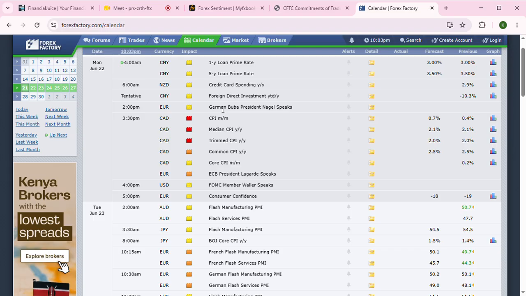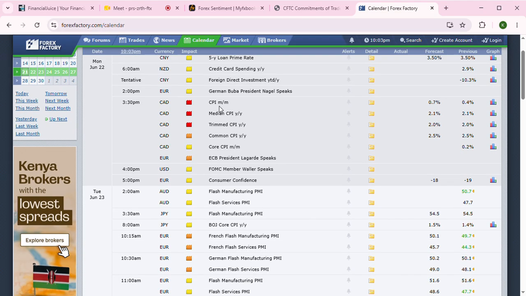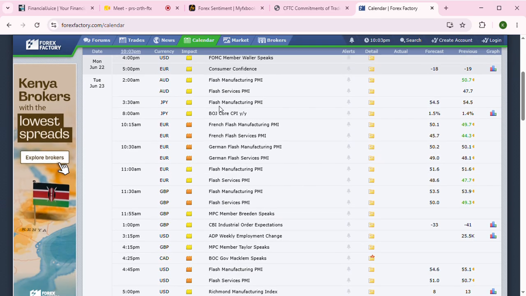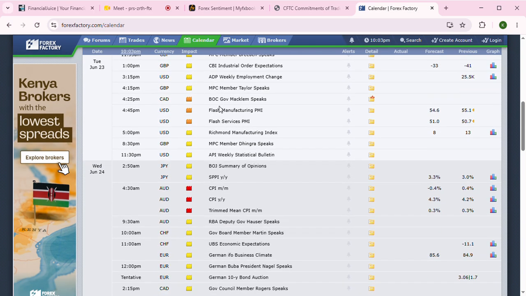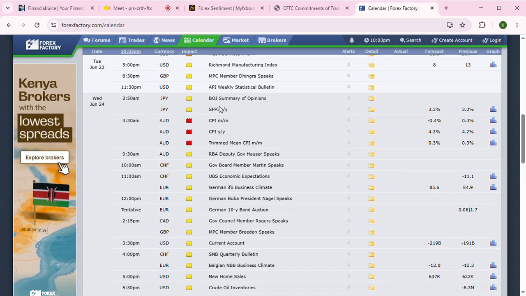In this case, it's Canadian dollar, so you know what to do. Alright, so let's proceed. On Tuesday is a cool day. I don't see any major news there. So we go to Wednesday.